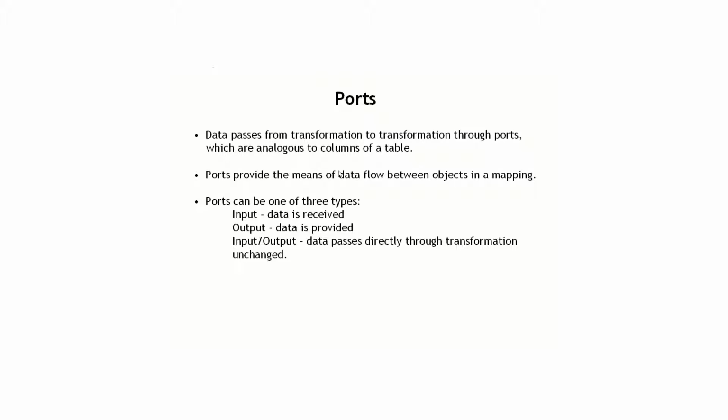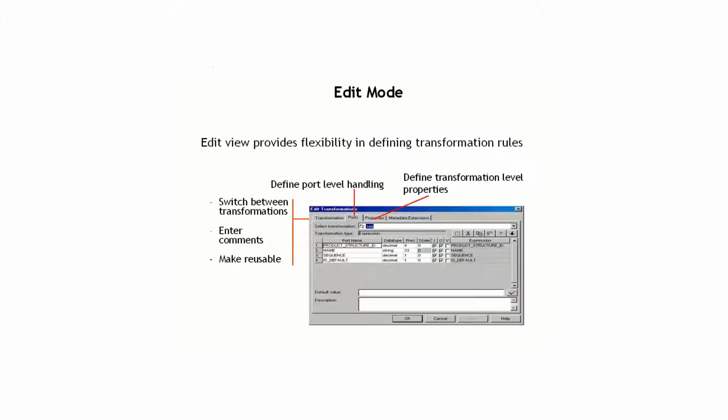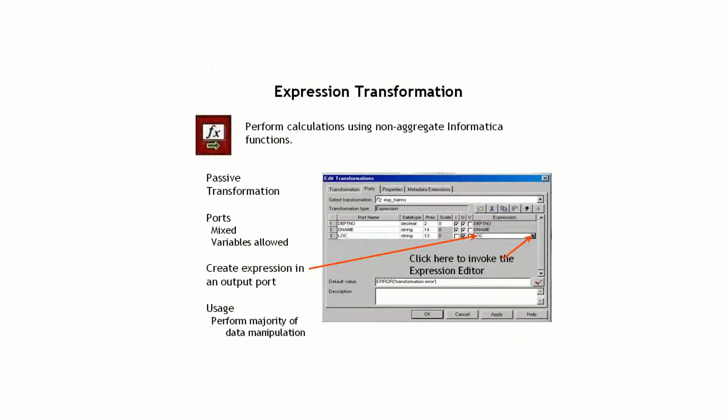If you want to change data, then it is called output port only. In our example, when you put the transformation in edit mode, you have ports and properties. Ports are at the field level. If you want to write any port-level or field-level handling, like salary plus commission, you will do it in the port. If you want to define transformation-level properties, then it is the properties tab, which we will discuss as part of the training as we discuss programs.